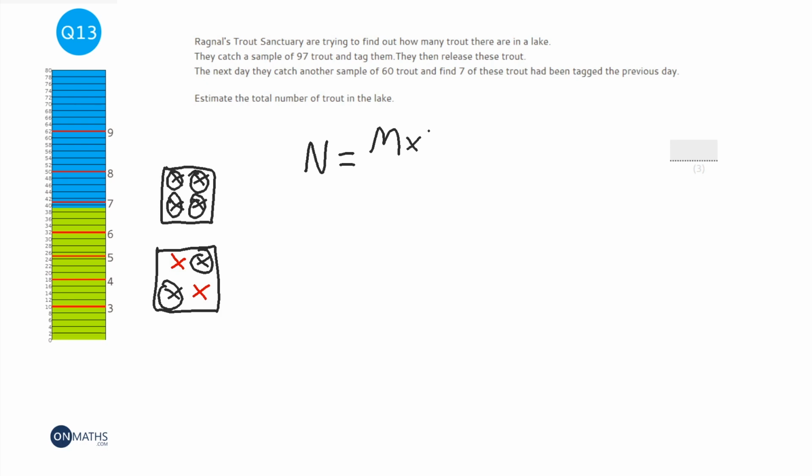Times N. Now little n is the size of the recapture sample, which is 4 here, over little m. Now little m is the amount of things in your recapture sample that were marked. So in our little example here, it's 2. So let's apply this to the question.